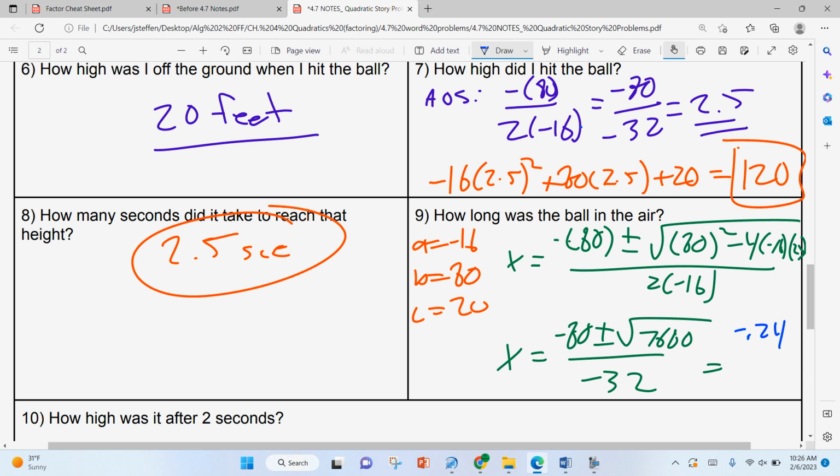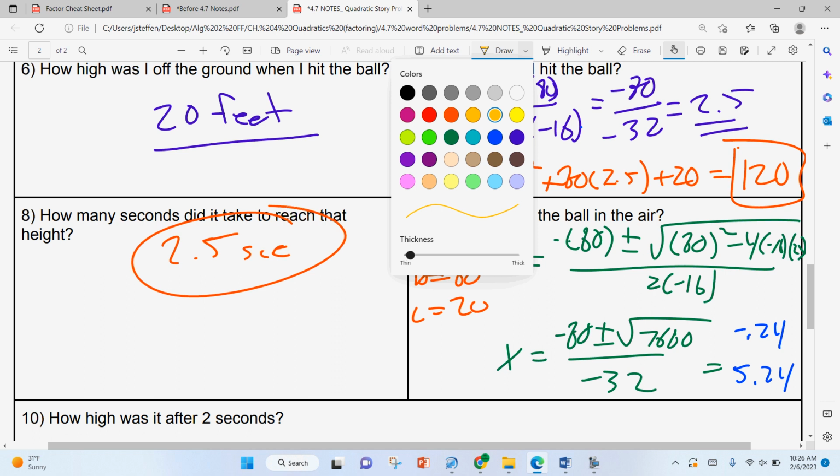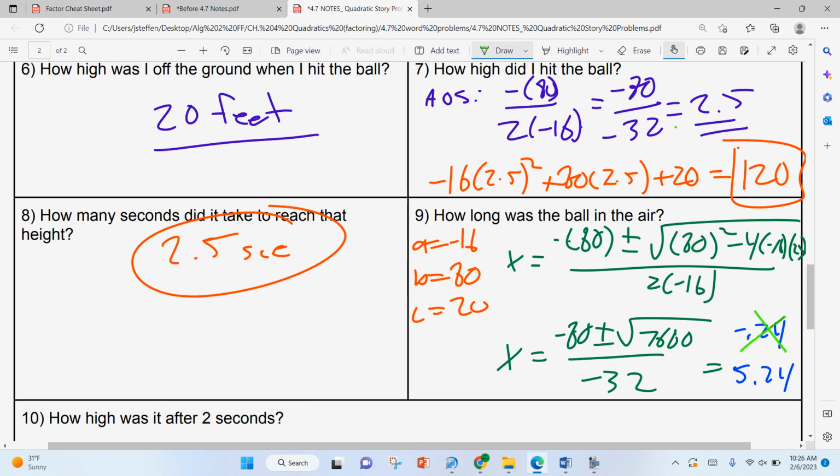And then the other one, negative 80 minus the square root of that divided by negative 32 is positive 5.24. So again, you don't have to show this, but that 0.24 is not the answer. It's got to be 5.24. That's how long it took for that ball to hit the ground.